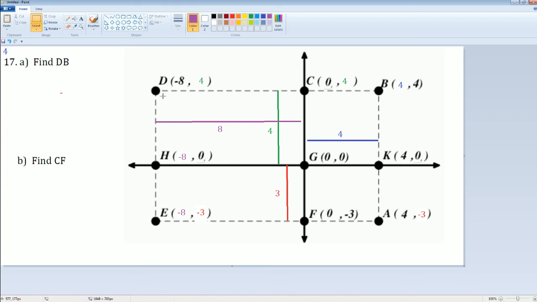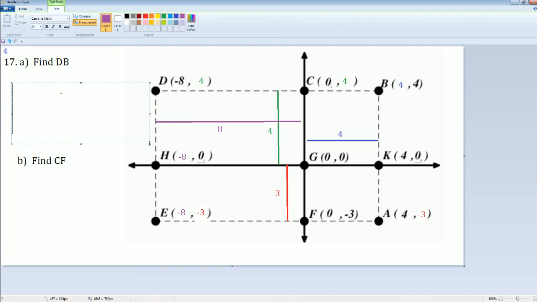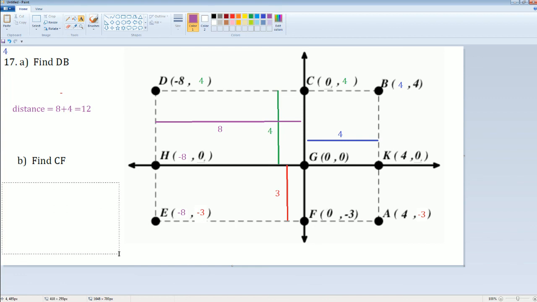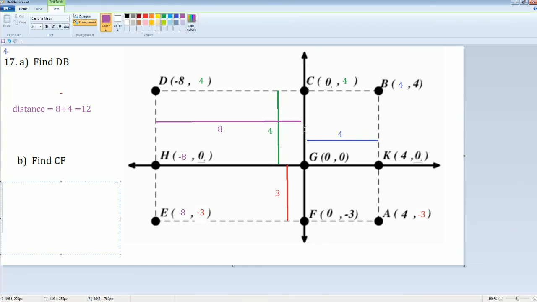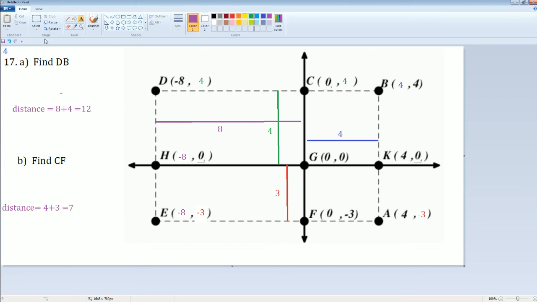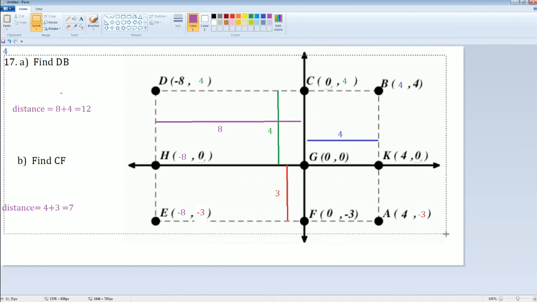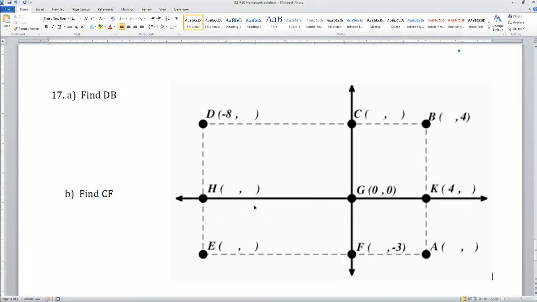So what is dB? In dB, it goes from negative 8 to 4. So the distance would be 8 plus 4, which is equal to 12. And the last one, CF, it goes from C to F. It goes down 4, then 3. So 4 plus 3 is equal to 7. So there you go. Those would be all your solutions for number 17.